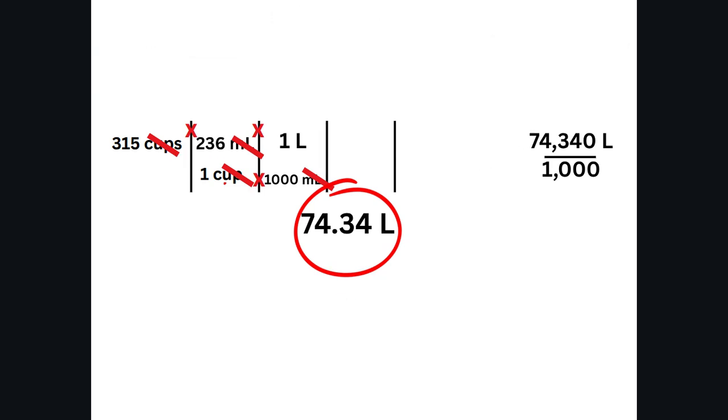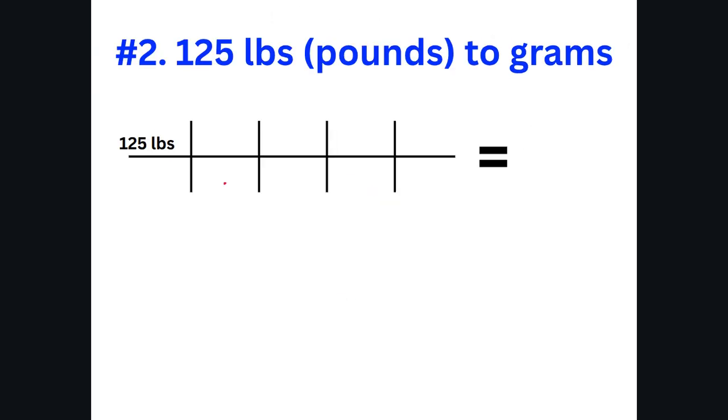Let's move on to number 2. Number 2, we want to convert 125 pounds to grams. Step 1, write down what we know. We were given 125 pounds. Do we have a conversion on our conversion chart that takes us directly from pounds to grams? No.